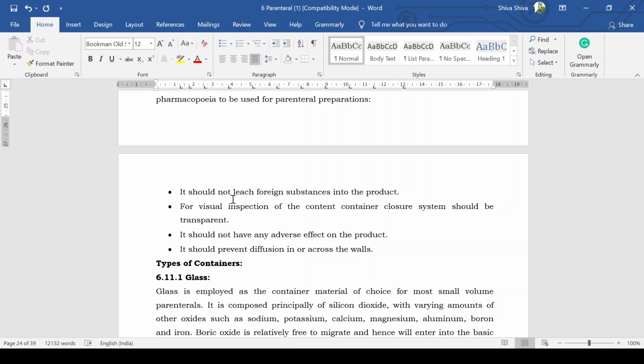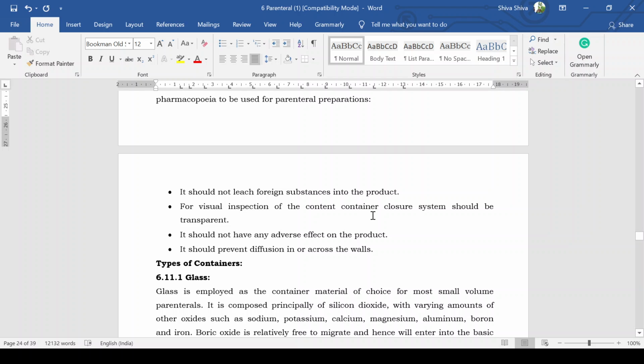For visual inspection of the content, the container closure should be transparent. Okay, this one is a simple one. If you want to visualize the product from outside, then the container system should be transparent in nature. It should not have adverse effect on the product.